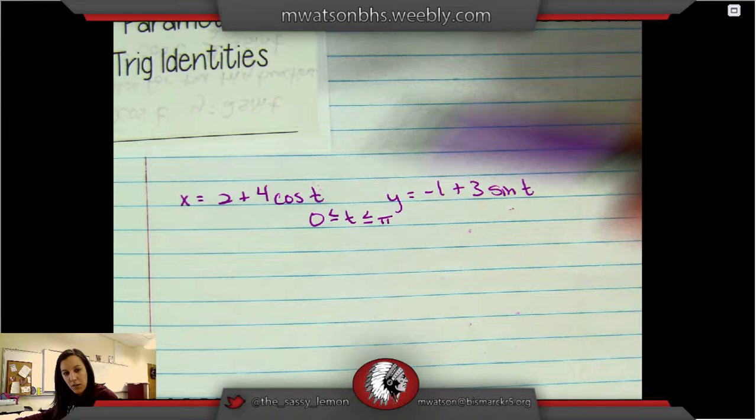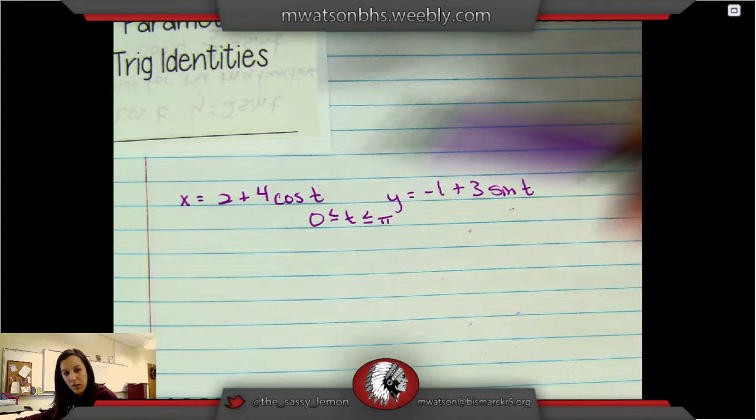Now at this point, we've got a cosine and a sine equation. If we square them and then add the lefts and the rights together, then we'll have something we can use the Pythagorean identity on. So let's go ahead and do that. We're going to square the left and the right. And so this is going to become (x minus 2) squared over 16 equals cosine squared t. And this one's going to become (y plus 1) squared over 9 equals sine squared t.